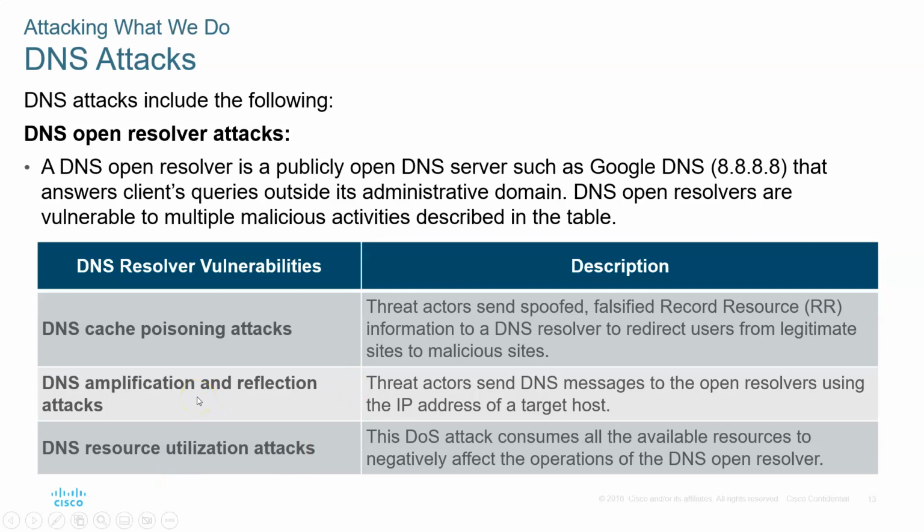Amplification and reflection attacks you can use. So you can actually use that IP address that's in the DNS server to send to many, like we did with the ping amplification and reflection. We'll use the same thing to use that IP address to send many requests to that domain. Resource utilization attack. So you can consume all the CPU power that the DNS server has, and you won't be able to resolve names for anyone else.